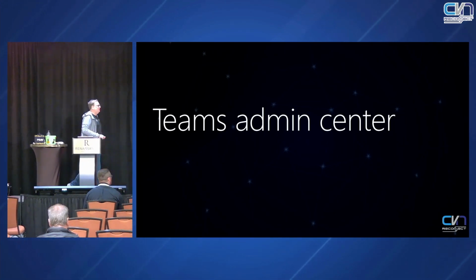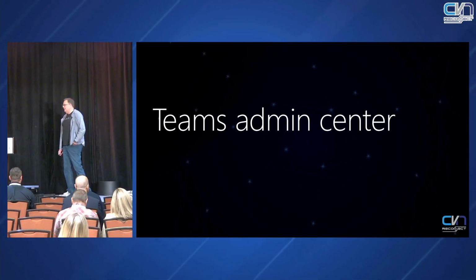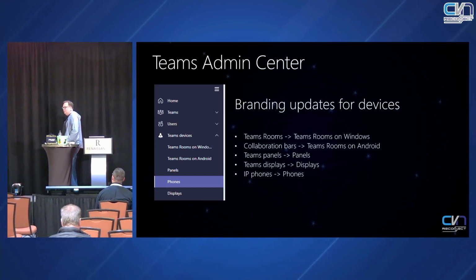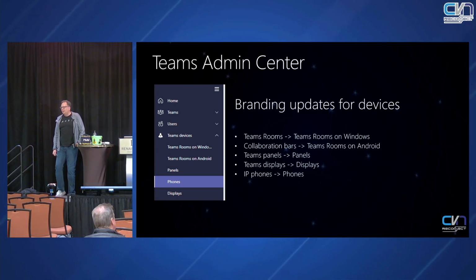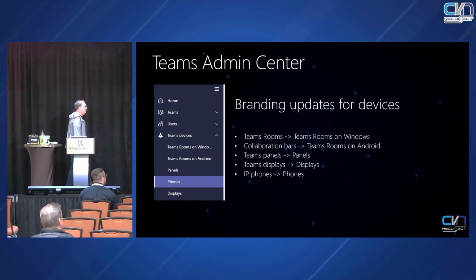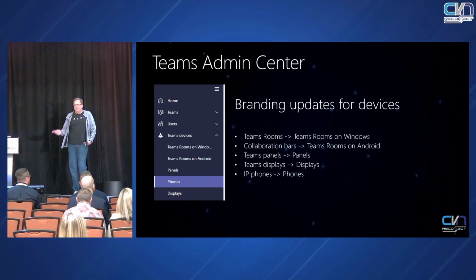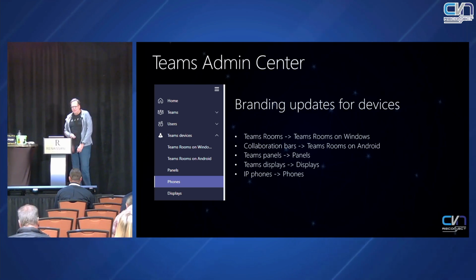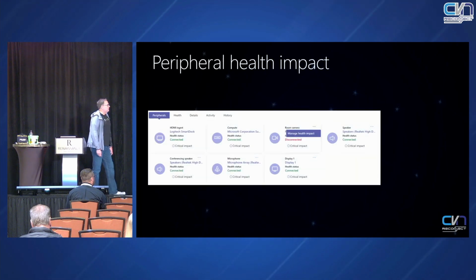Teams Admin Center. Jamie Stark gave us an overview of what Teams Admin Center is at the keynote and what is happening with it. There are some new things, which he mentioned, but just to point out, they're branding devices. So collaboration bars is no longer in Teams Admin Center. It's been replaced by Microsoft Teams Rooms on Android. Teams Rooms is now Teams Rooms on Windows. And then panels, phones, and displays are available. So if you're not spending a lot of time in Teams Admin Center, please do. And if you got confused, that's the first thing that's new within the past few months.